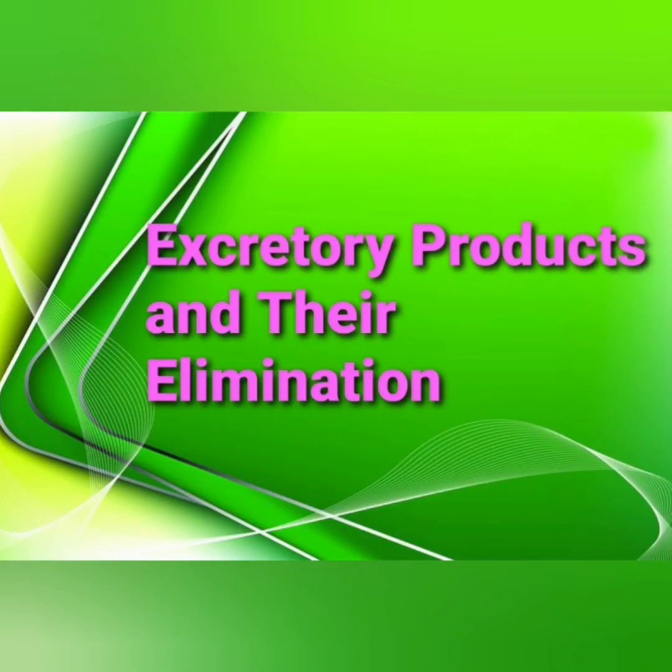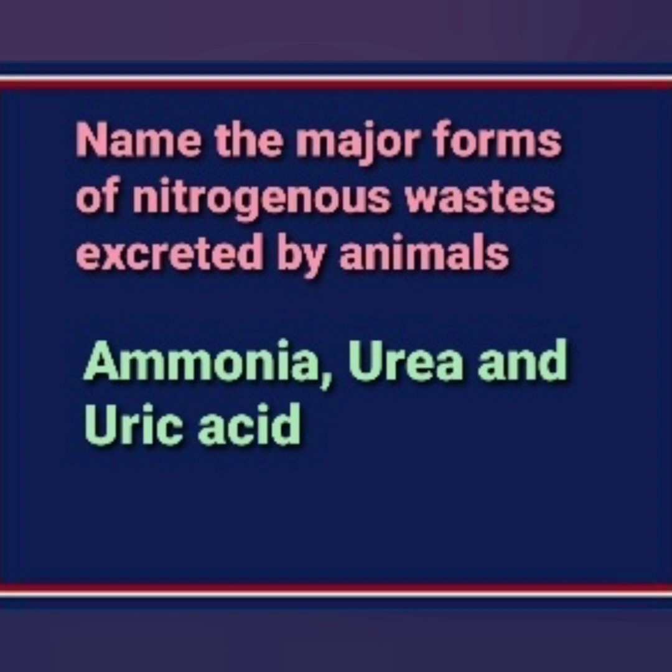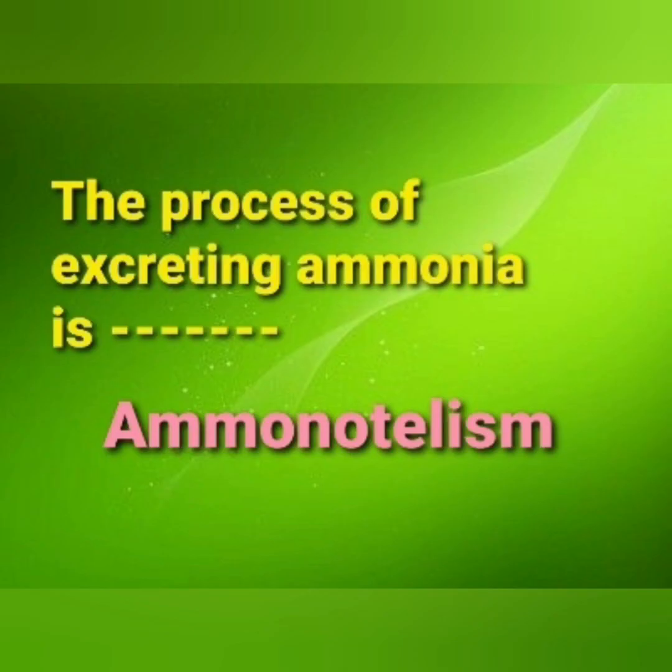Excretory products and their elimination chapter. Focus area based questions and answers will be discussed in this video. First question, name the major forms of nitrogenous waste excreted by animals. The answer is ammonia, urea and uric acid.